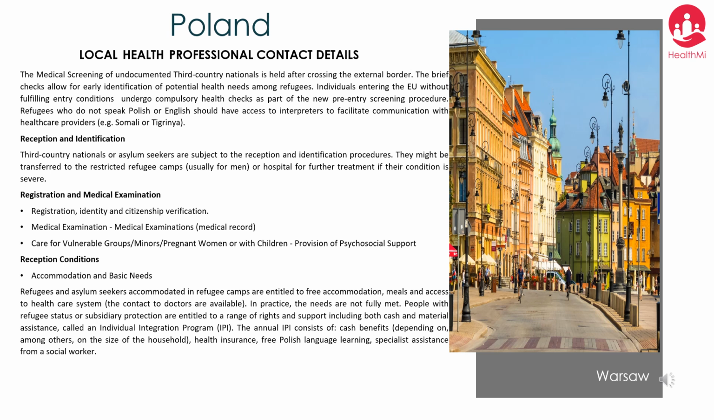People with refugee status or subsidiary protection are entitled to a range of rights and support, including both cash and material assistance, called an Individual Integration Programme, IPI. The annual IPI consists of cash benefits, depending, among others, on the size of the household, health insurance, free Polish language learning, and specialist assistance from a social worker.